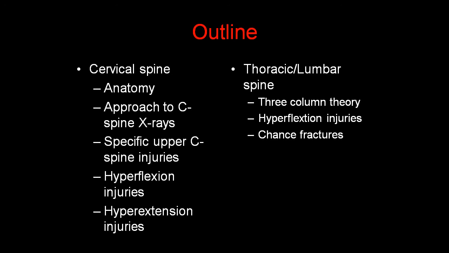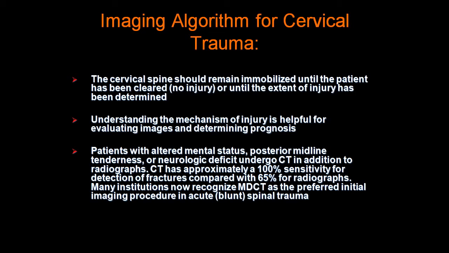injuries and chance fractures. An imaging algorithm for cervical spine trauma is that the cervical spine should remain immobilized until the patient has been cleared, or until the extent of injury has been determined. Understanding the mechanism of injury is helpful for evaluating images and determining patient's prognosis.